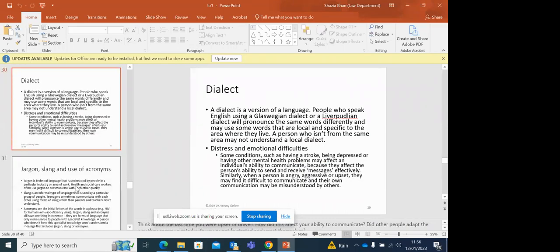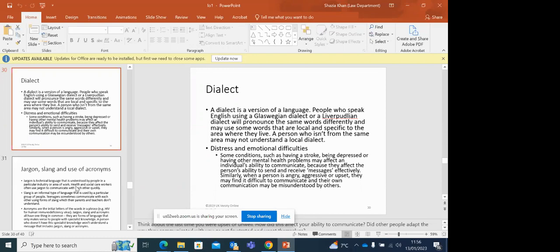A dialect is a version of a language. People who speak English using a Glaswegian dialect or a Liverpool dialect, I can never say that, will pronounce the same words differently and may use some words that are local and specific to the area where they live. A person who isn't from the same area may not understand a local dialect.